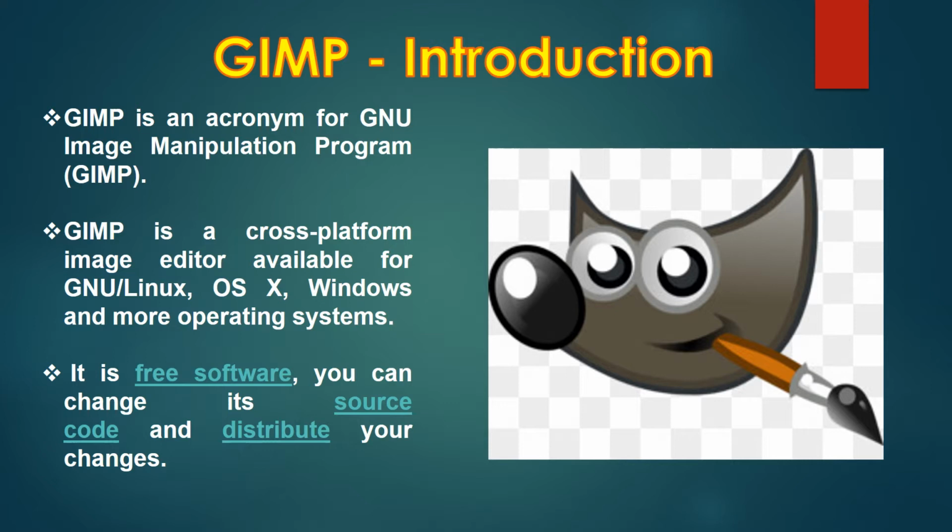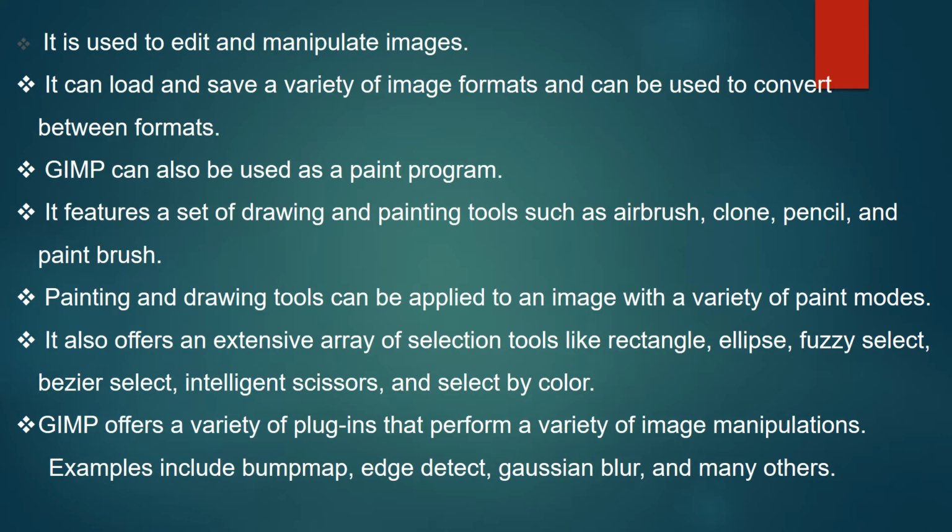This GIMP software you can use in Windows operating system as well as Linux operating system. It is a free software, so you can download this software from net. Using GIMP, you can edit and manipulate images. Here you have a lot of tools available. For example, under painting tools, you have airbrush, clone, pencil and paintbrush.